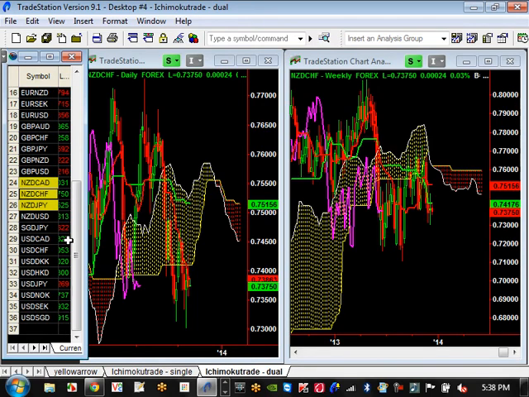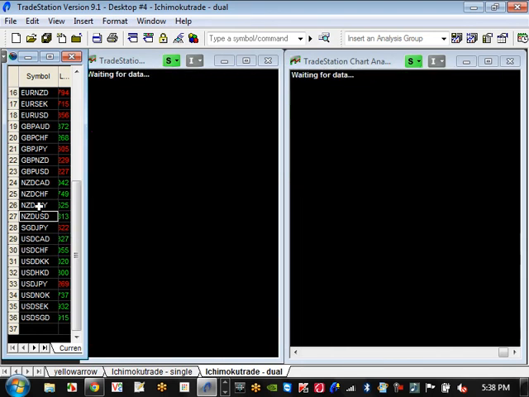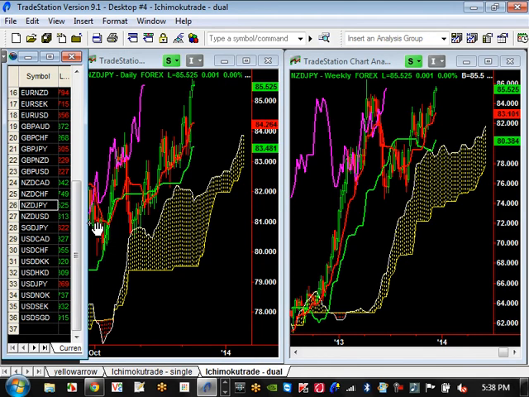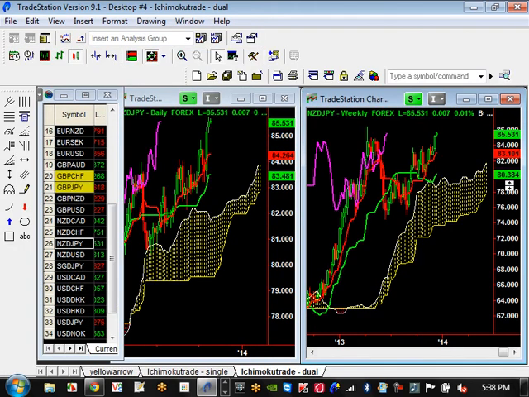New Zealand Swissy really not doing anything at all. Consolidating, it's a little more to the bear side, but consolidating between 72.00 and basically 75.15. New Zealand Yen is strong. It's trying to get to 86.00, which is basically its resistance there.